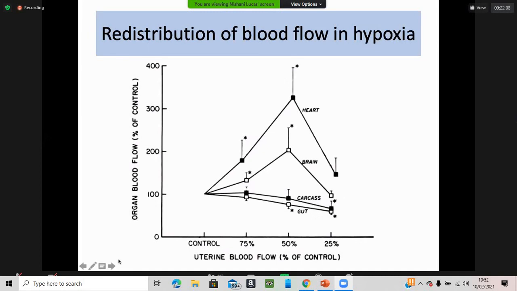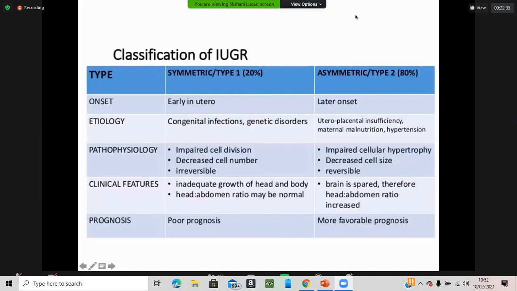So the body tries to preserve the heart and the brain till the end. So if the heart or the brain has become hypoxic, that means that obviously all the other organs have already become hypoxic. So this becomes a factor in diagnosing hypoxic ischemic encephalopathy, or what was known as birth asphyxia, I think, which is another area we are going to discuss at a later lecture.